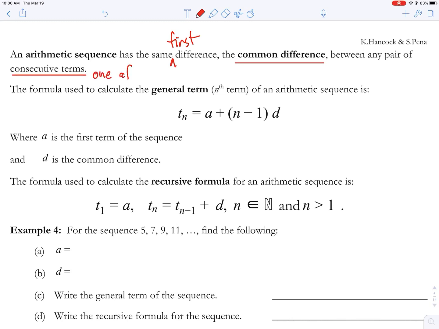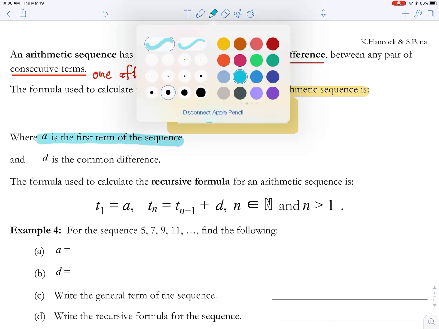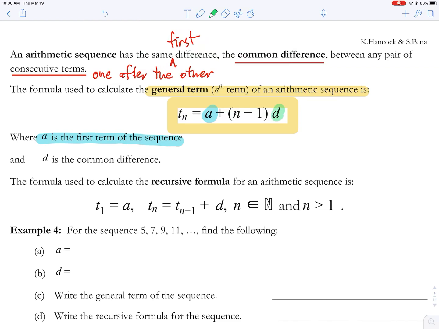So the formula used to calculate the general term, or the nth term, of an arithmetic sequence is this. And this is going to be something we're going to use a ton. Where a is going to be my first term, and then d is going to be the common difference, and n just tells us what term we're looking at.